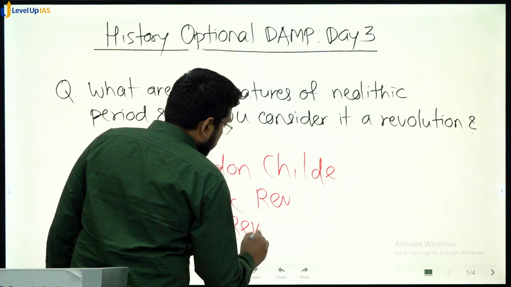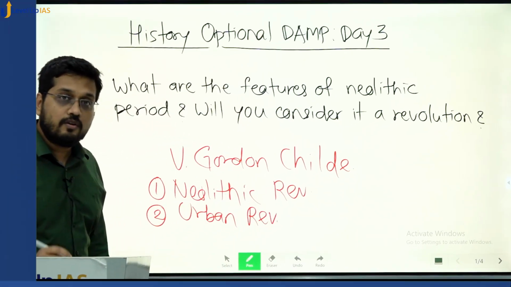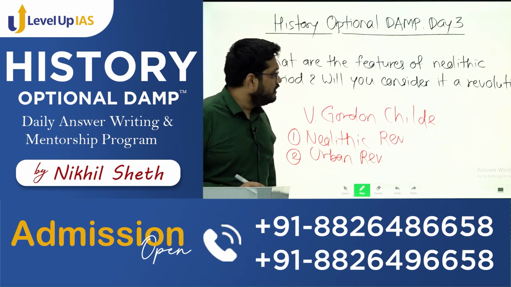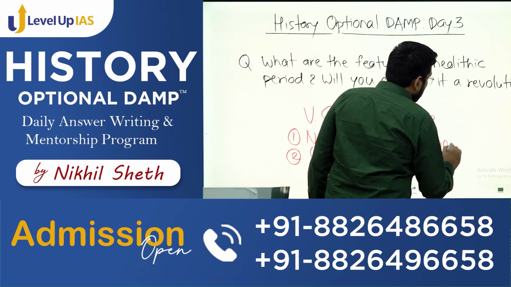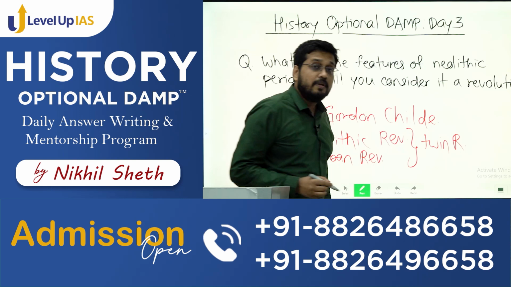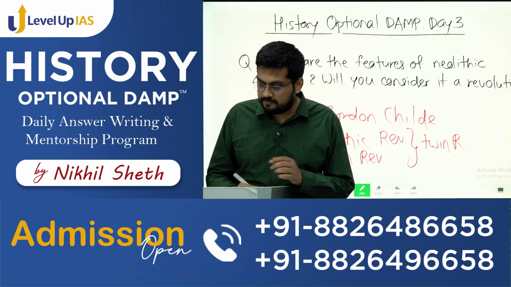We study both of them in our syllabus. Can this be called a revolution? Where they were, where they were not, all those things. So these are called the twin revolutions. This idea was given by V. Gordon Childe in his book Man Makes Himself in 1936.